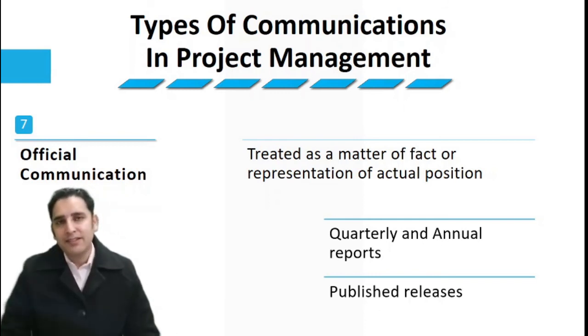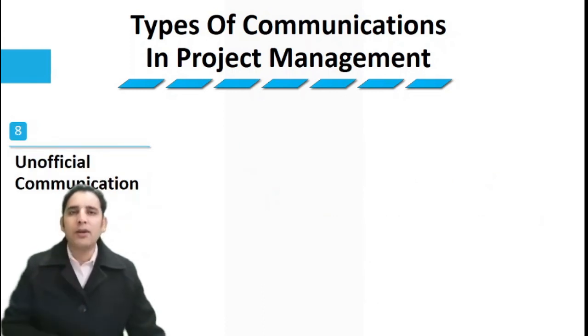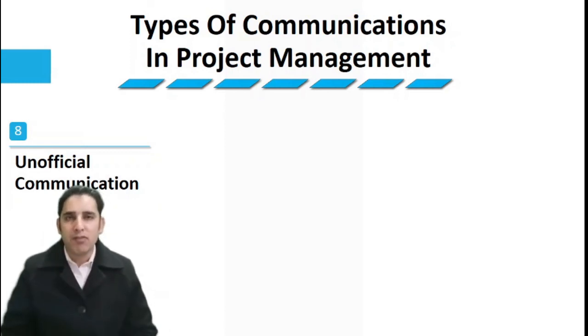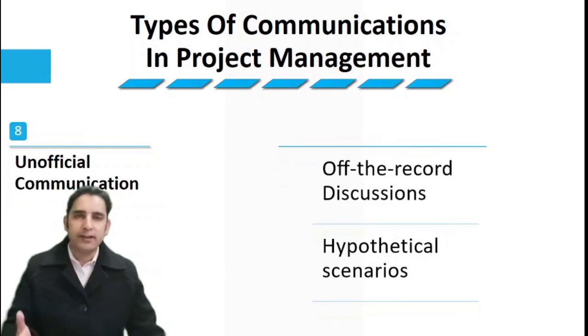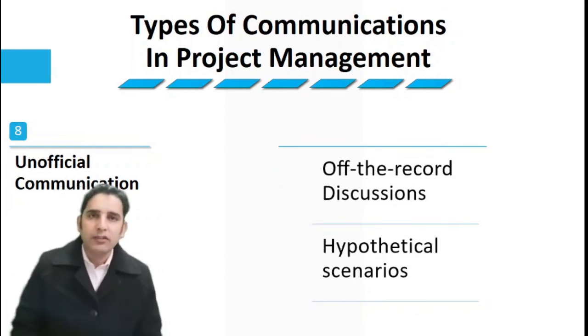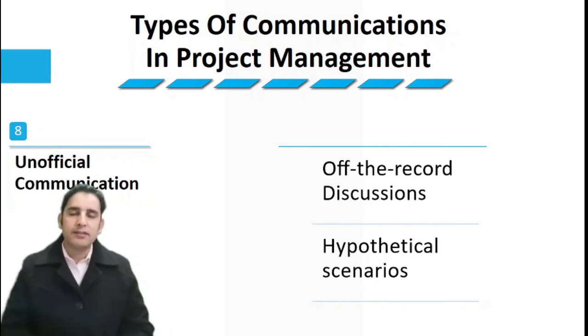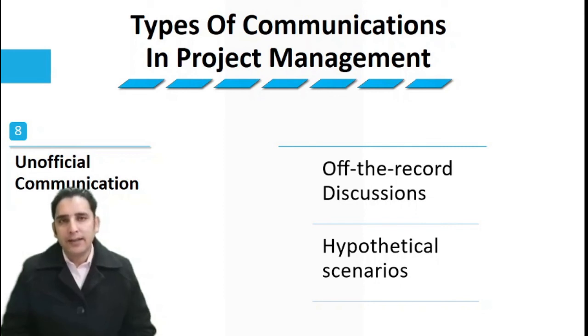The eighth and last communication of that series the Project Management Body of Knowledge specifies is unofficial communication. This is the communication where the project manager is not taking an actual position, but rather having an off the record discussion. The project manager is interacting with his team based on hypothetical ideas and the kind of scenarios and assumptions the project is going to undertake. This is off the record because it is not recorded in any document of that project.